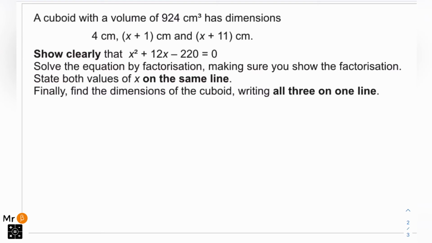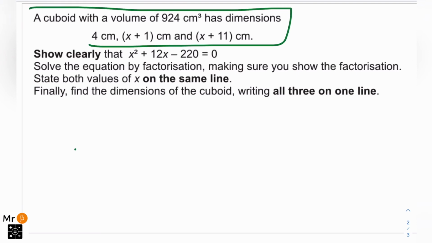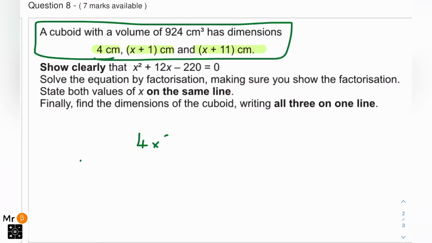Our final question. This is given in a context. It tells you that the cuboid has a volume of 924 centimetres cubed, and it has these three dimensions. It wants us to show clearly this quadratic. We've got to get that using just this information here. So we know that volume means we've got to multiply our length by our width by our height, and it's told us these three dimensions. We've got 4, x plus 1, and x plus 11. 4 times x plus 1 times x plus 11.